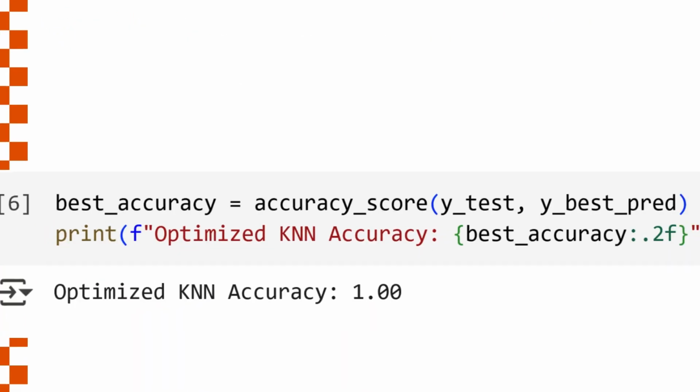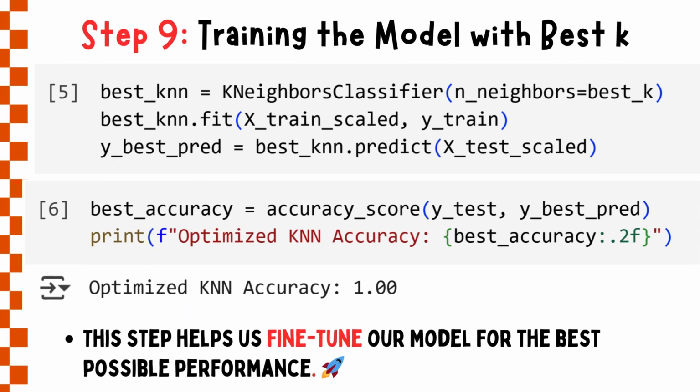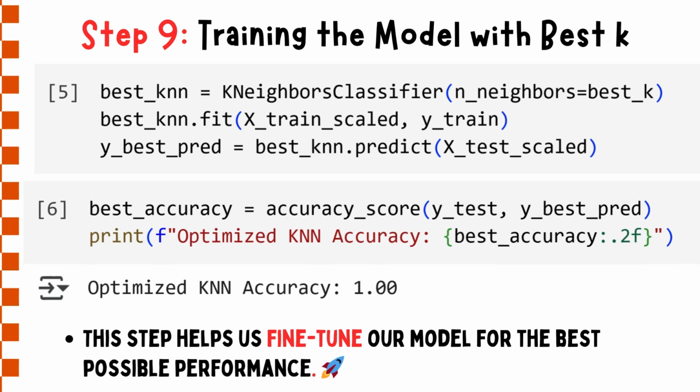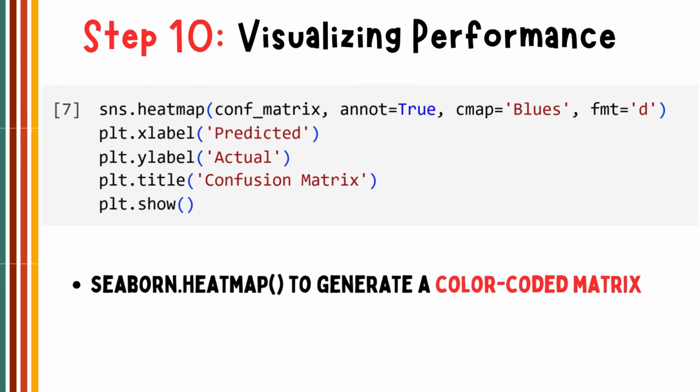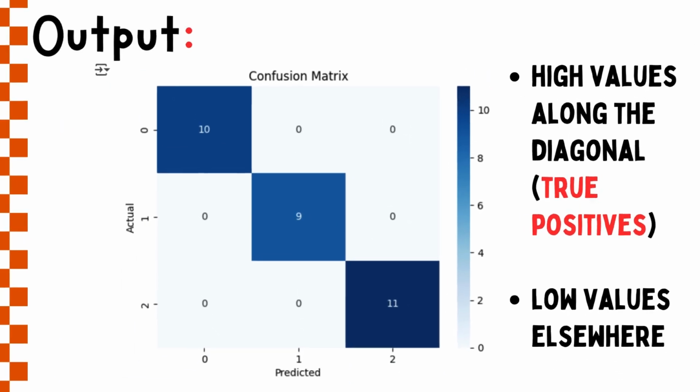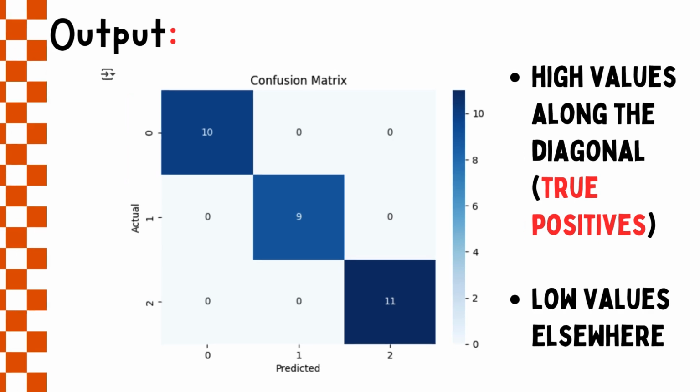Step 9. Training the model with best k. Train the new model with best k. Predict on the test data. Compare the accuracy with the previous model. This step helps us fine-tune our model for the best possible performance. A confusion matrix is a great way to visually interpret our model's performance. We use a Seaborn heatmap to generate a color-coded matrix, making it easy to spot errors and correct classifications. A well-performing model will have high values along the diagonal, true positives, and low values elsewhere.